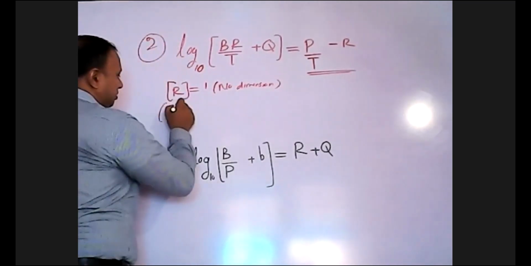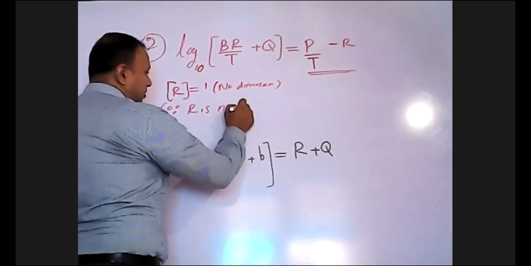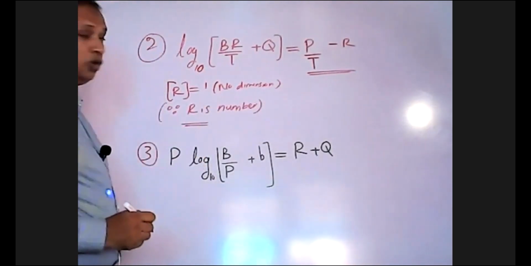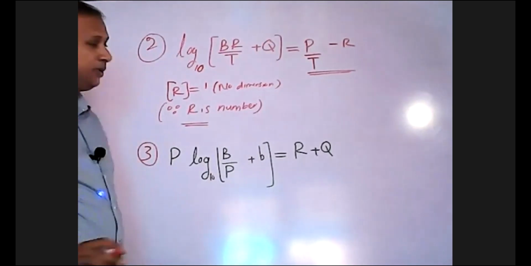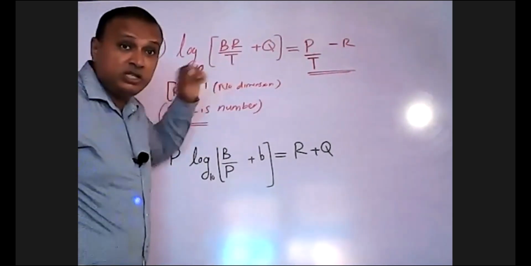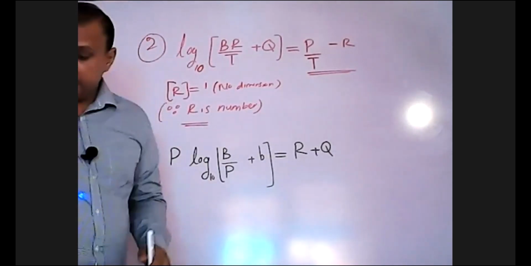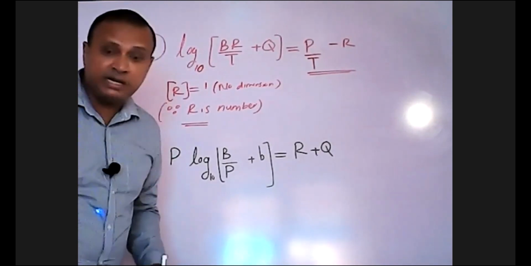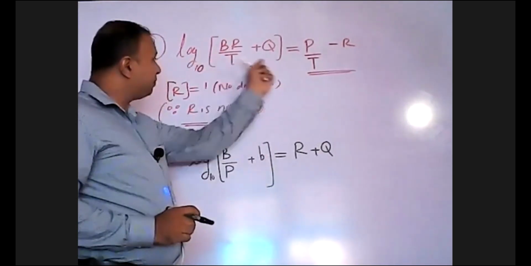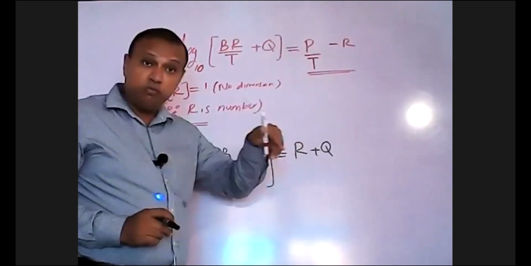Because R is a number. That is the reason. You should write the reason too. Then, inside the logarithm function, as we discussed earlier, there should be a number. So the expression within the logarithm function should be a number, Putta.